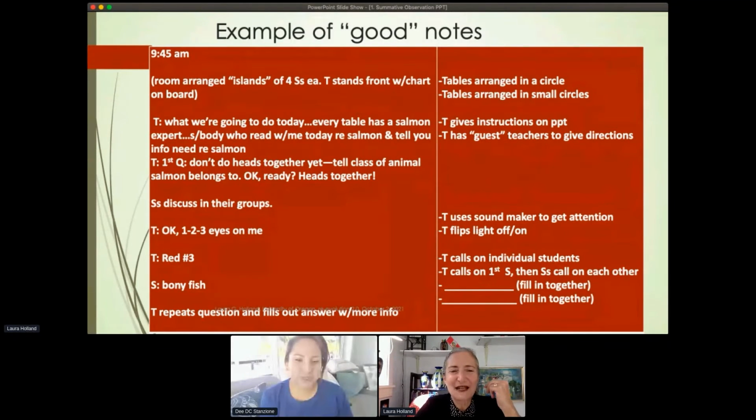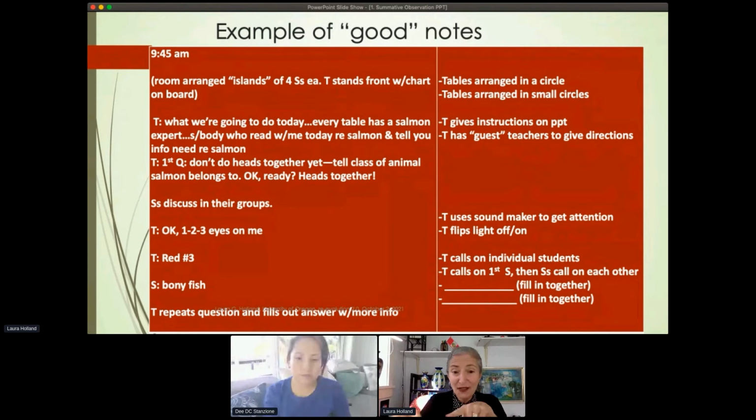Okay, so here I have the time marker, right? 9:45 a.m. The room is arranged in islands, in groups of 4, for example, and I put that in part of my notes too. I make a drawing of how the teacher has rearranged the room in order to meet the objectives of that activity. And then she gives her directions. And then later she has them consulting in their small groups with each other. And then she says, okay, 1, 2, 3, eyes on me. So here, the room is arranged in islands of 4 students, and the teacher stands in front with the chart on the board. Okay, nothing wrong with it. Great, one way to do this.